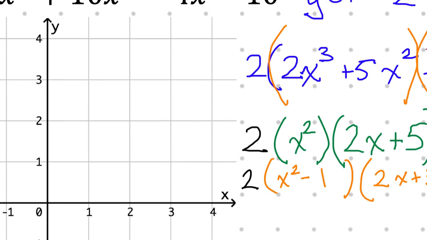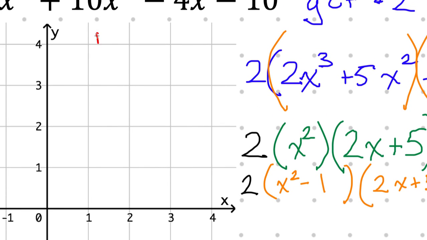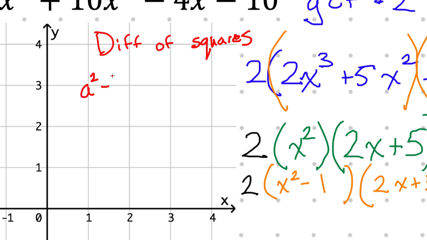So I'll write it down for you guys. Difference of squares. Whenever you have a difference of squares, that's something of the form a squared minus b squared. When I have a difference of squares, which I do in this case because x squared is a square, 1 is a square. This is going to turn into a plus b times a minus b.